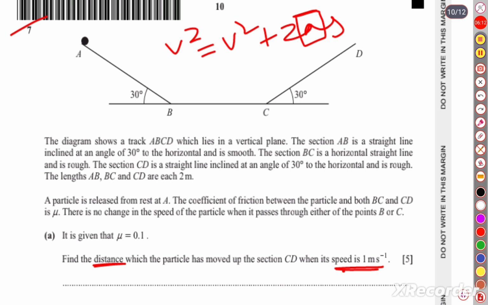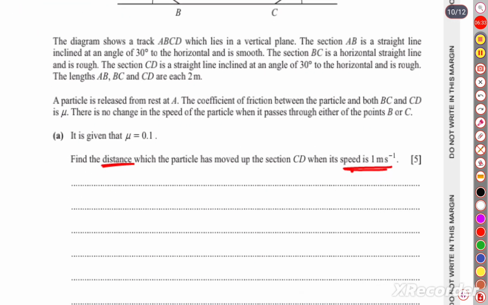And for acceleration, what can we do? For acceleration, mostly what we use is the motion concept of Newton's law. So let's start applying Newton's law for the section AB. First of all, we will consider AB, for A until B.